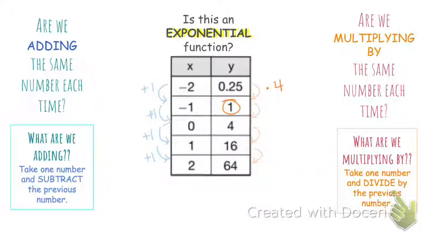So then once you have one of these, you're going to keep on testing it out. Let's see, is 1 times 4 give us that next number, 4? Yes. Is 4 times 4 16? Yes. Is 16 times 4 64? Yes. So since we are adding the same number to the x coordinates to get the next x coordinate and multiplying by the same number on the y coordinates to get that next y coordinate, then this would be an exponential function.